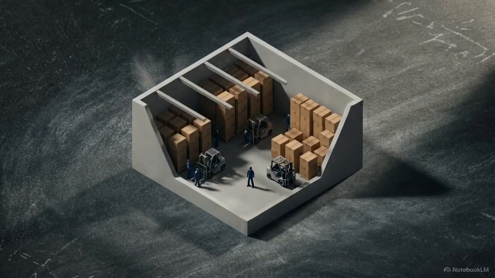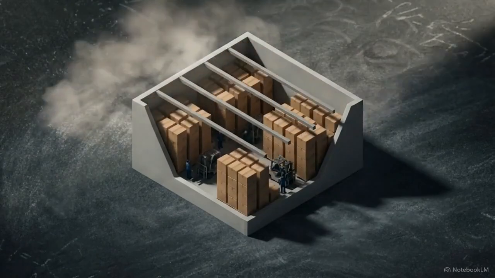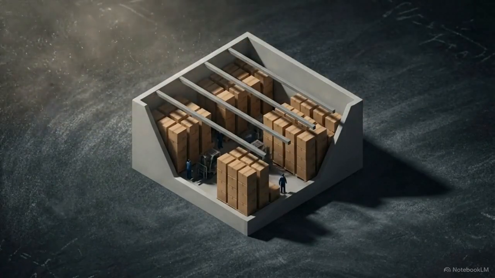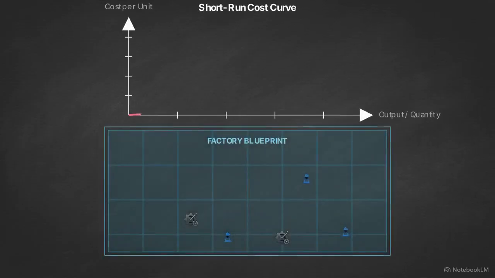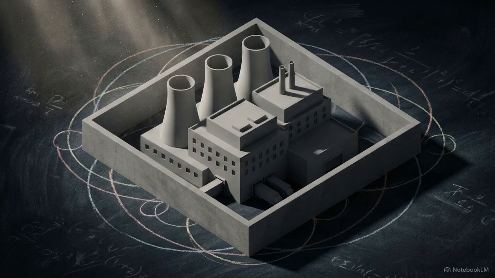When a business experiences rapid growth, it eventually hits a physical ceiling. In the short run, your factory size is fixed. You can hire more staff or run machines longer, but eventually the cost of producing each additional unit climbs because you are overcrowding a finite space. This is the inherent restriction of fixed capital.